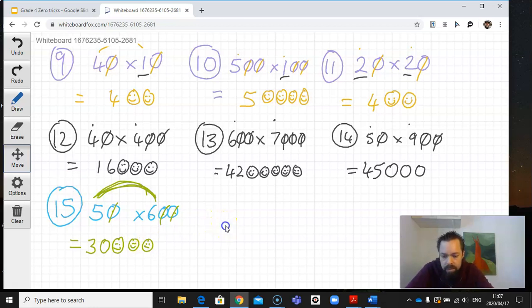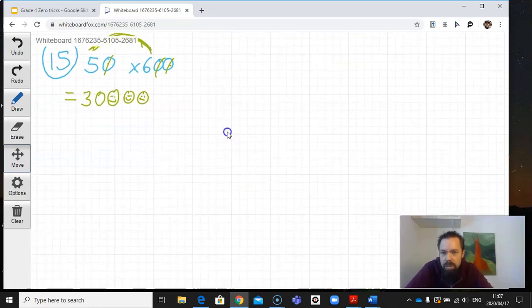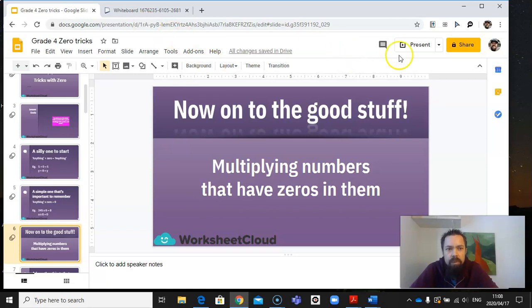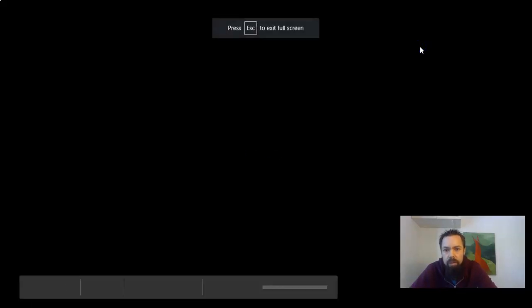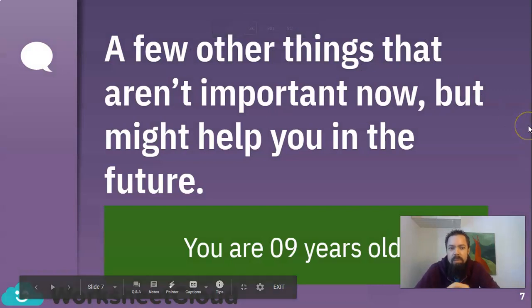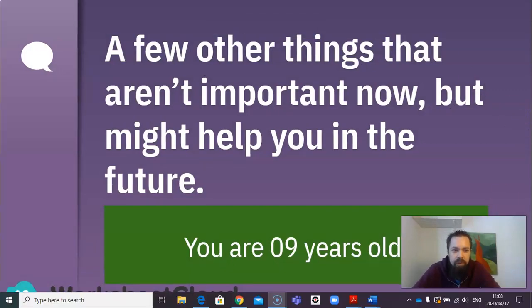Okay, that's really probably one of the most useful tricks I can share with you with zeros and multiplication. There are some tricks with zeros and adding, but we're not going to worry about those for now. Here's one more thing I want to share with you too. Right, so this is really the last thing I want to share with you. And that is, it's not so important, but it will be helpful in the future.